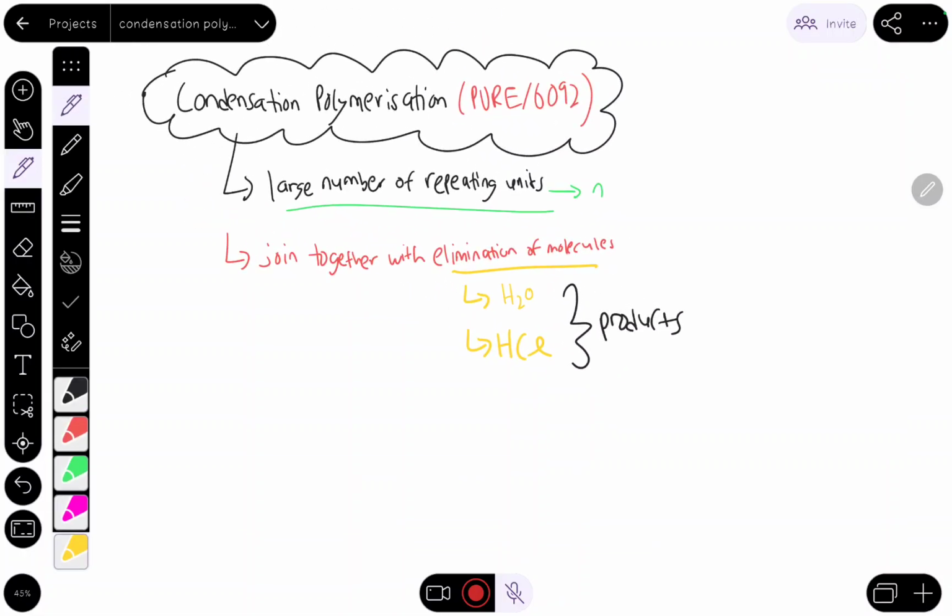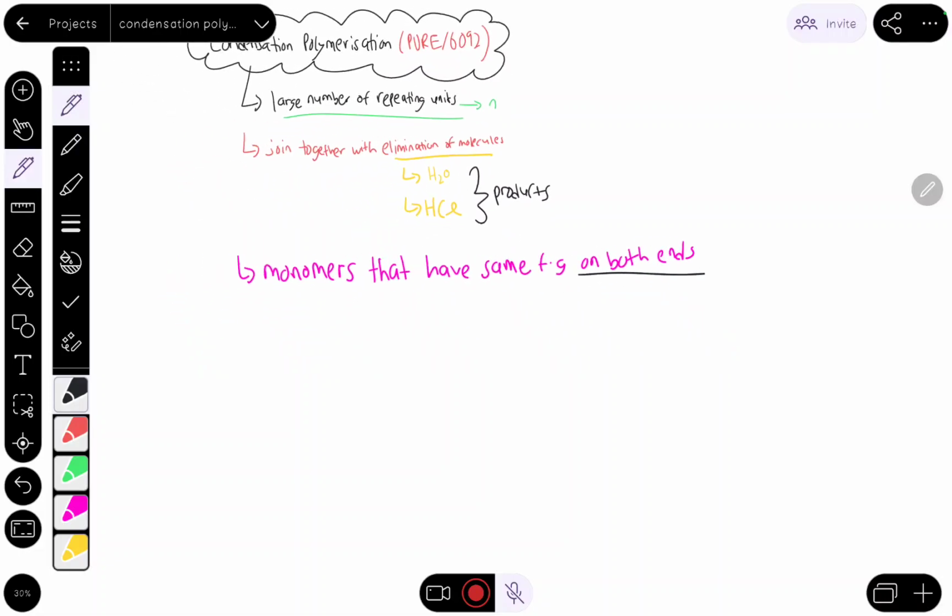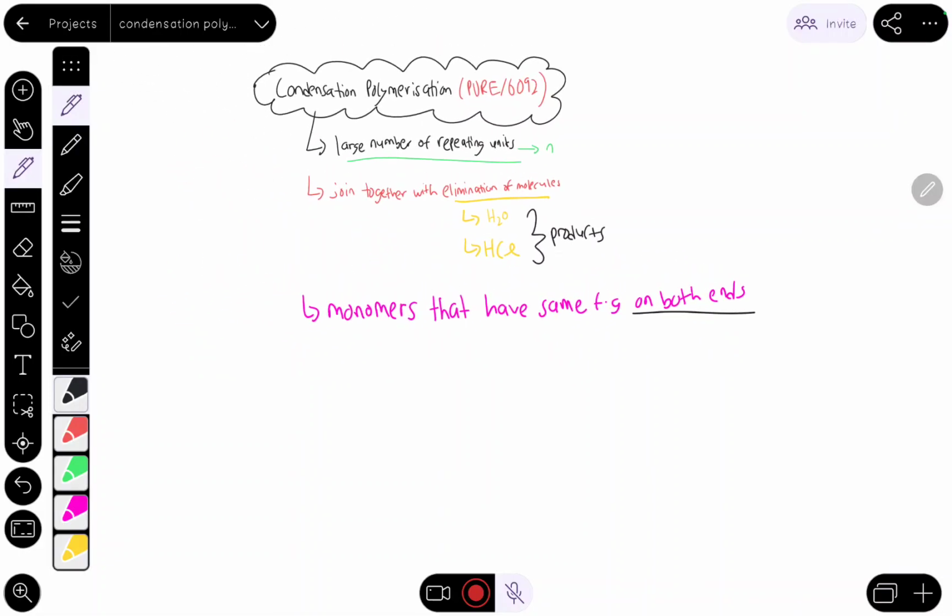What else? You will need monomers that have the same functional group on both ends. FG for short for functional group. The keyword is on both ends. I want you to take note of this. It must have the same functional group on both ends. I'm going to explain further what this means. So now this is just the definition.